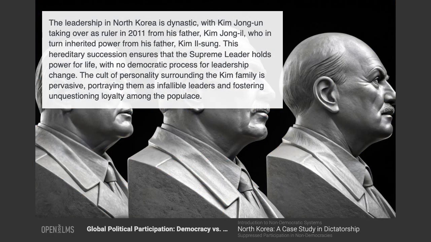The leadership in North Korea is dynastic, with Kim Jong-un taking over as ruler in 2011 from his father, Kim Jong-il, who in turn inherited power from his father, Kim Il-sung. This hereditary succession ensures that the supreme leader holds power for life, with no democratic process for leadership change. The cult of personality surrounding the Kim family is pervasive, portraying them as infallible leaders and fostering unquestioning loyalty among the populace.